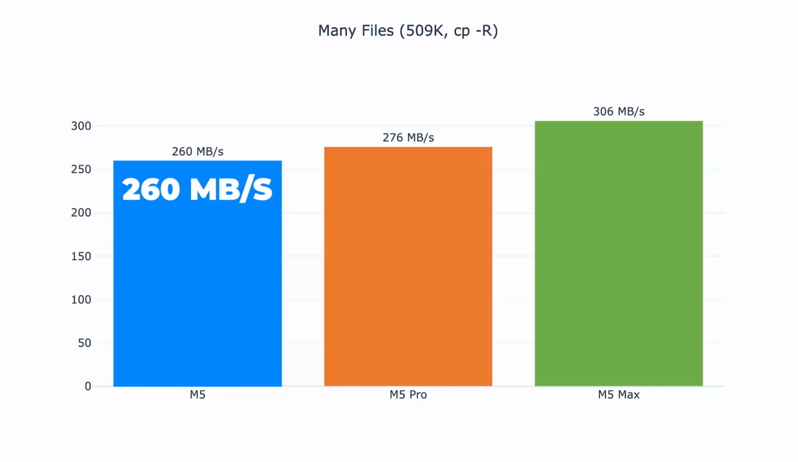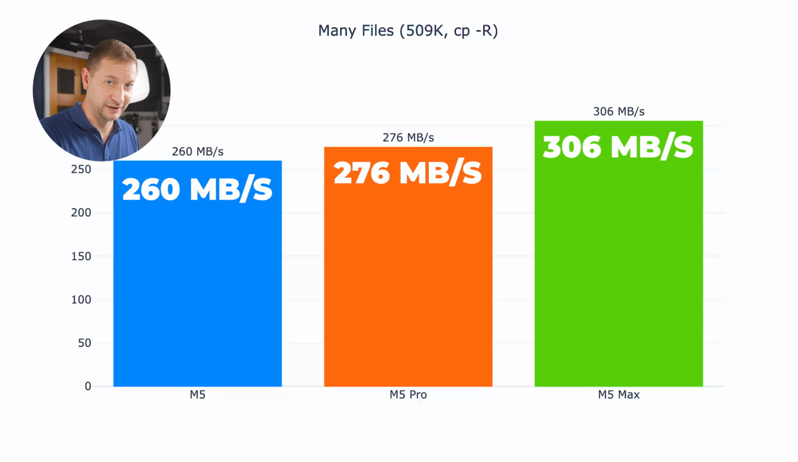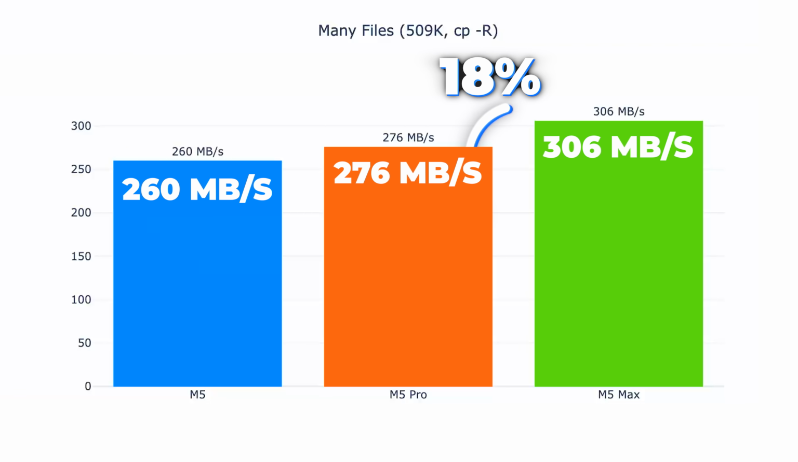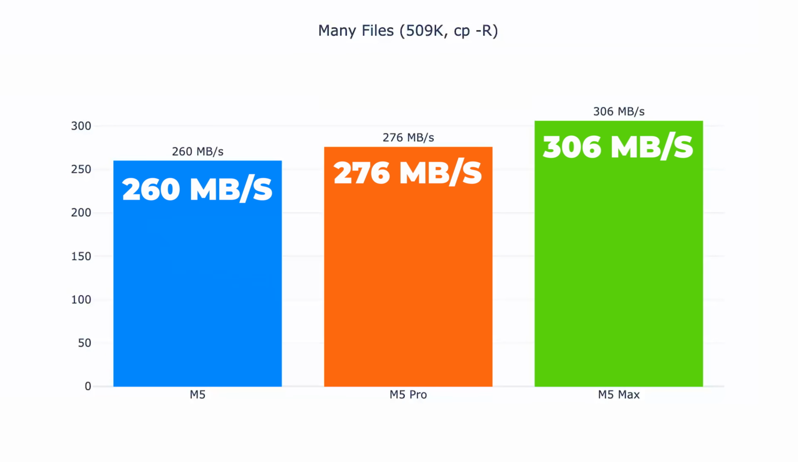M5, 260 megabytes per second. M5 Pro, 276. M5 Max, 306. A little different, huh? But only an 18% spread between the M5 and the M5 Max. So for internal many file operations, all 3 machines handle metadata at roughly the same speed. The internal SSD controller isn't the differentiator here.